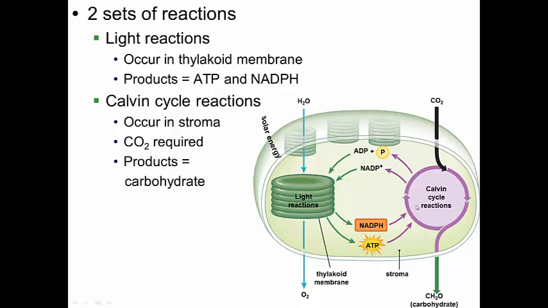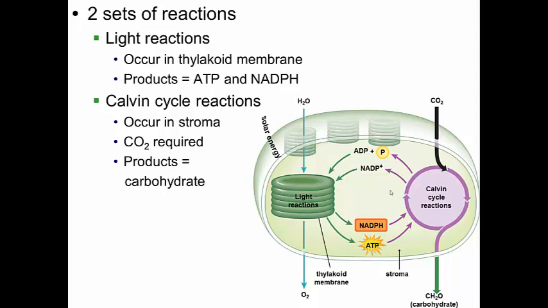The Calvin cycle reactions are where the sugars are actually produced. As we see in our notes here, CO2 is required, and the products are carbohydrates. So carbon dioxide goes in, we add ATP, we add NADPH, and then from the Calvin cycle, we get ADP and NADP+. NADP+ is an empty electron carrier, and as you know, ADP, adenosine diphosphate, is ATP that's lost that third phosphate and therefore transferred its energy. It is a low energy molecule.